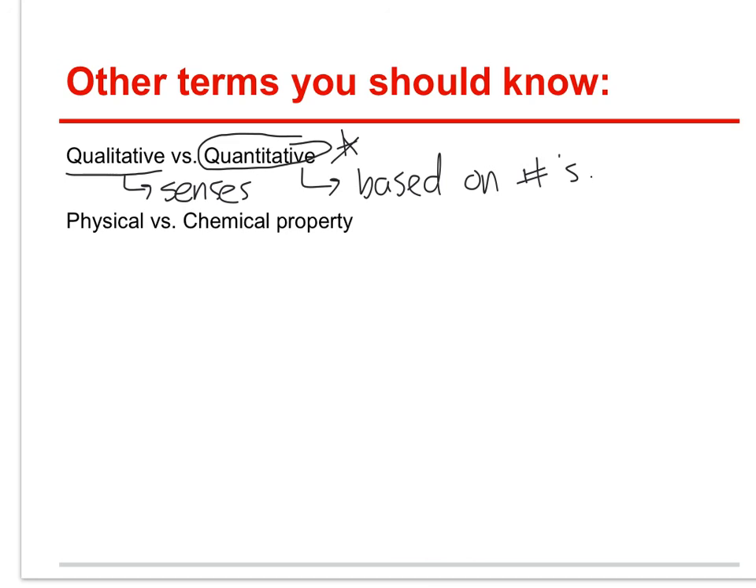A physical versus a chemical property. Just in terms of properties, it means things that you see. So a physical property would be what state it's in, or what color it is, whereas a chemical property would be something like what its melting point is or boiling point. So those are just some examples of different properties.